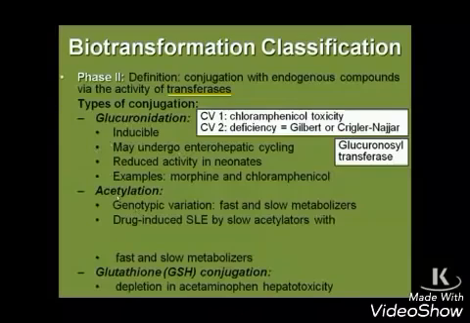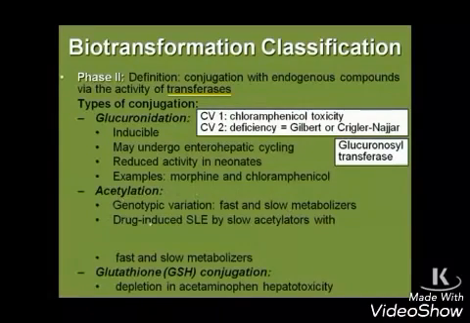Our second type of phase 2 reaction is acetylation. In acetylation, you've got a genotypic variation. In other words, you have what's called fast and slow metabolizers, or fast and slow acetylators, if you will. So essentially the population falls into those categories. And if you're a fast acetylator, that means you're going to rapidly metabolize drugs by acetylation, and that's not going to be a problem. However, if you're a slow acetylator, you're going to be slow to metabolize drugs by acetylation, and that's going to result in accumulation of certain drugs that are metabolized by that pathway.